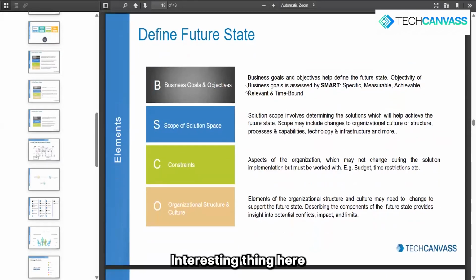Now you will see an interesting thing here. There are a couple of elements here that overlap with the previous task. But let's start with the obvious ones. First is business goals and objectives. You should know what you want to achieve. That's going to be a business goal. So according to BABOK, and why just BABOK? Every other book says it has to be a SMART goal. Okay. Specific, measurable, achievable, relevant, and time-bound. That should be a goal.